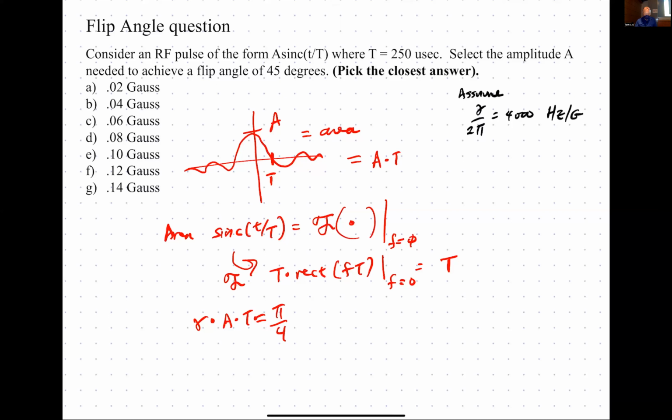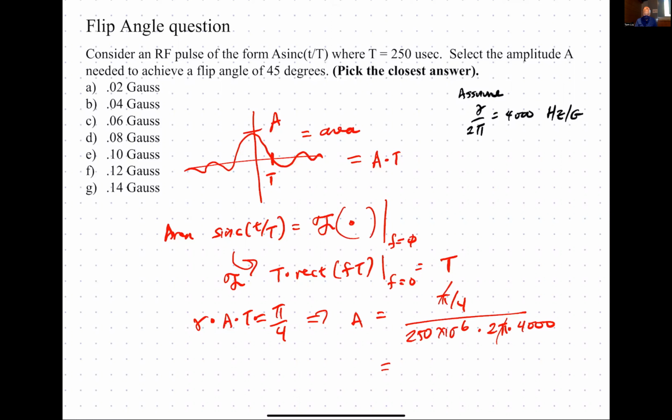So now we can just solve for A. A equals pi over 4, divided by, wait, we have the pi over 4 there already. So we have T is 250 microseconds, and we will have gamma, so that's 2 pi times 4,000. We're just told to use 4,000 here. So the pi's divide out.